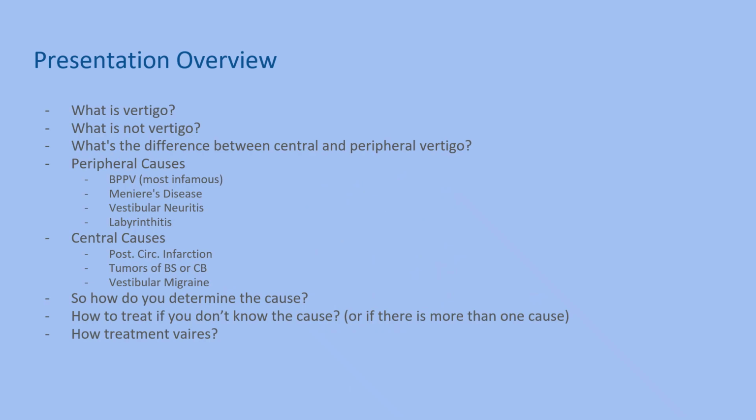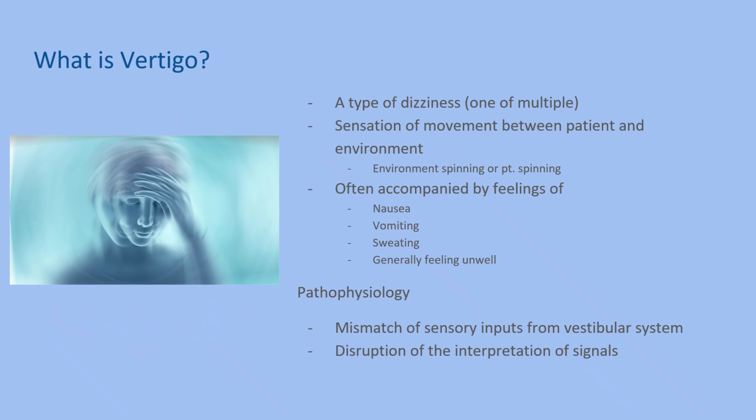This is a review of what I'll be covering in this presentation. What is vertigo? It's defined as a type of dizziness characterized by sensation of spinning. Either the environment is spinning or the patient is spinning. Other symptoms associated with vertigo include nausea, vomiting, sweating, and the general feeling of being unwell. To put it simply, it's caused by a mismatch of sensory inputs from the vestibular system or a disruption in the interpretation of signals within the nervous system.